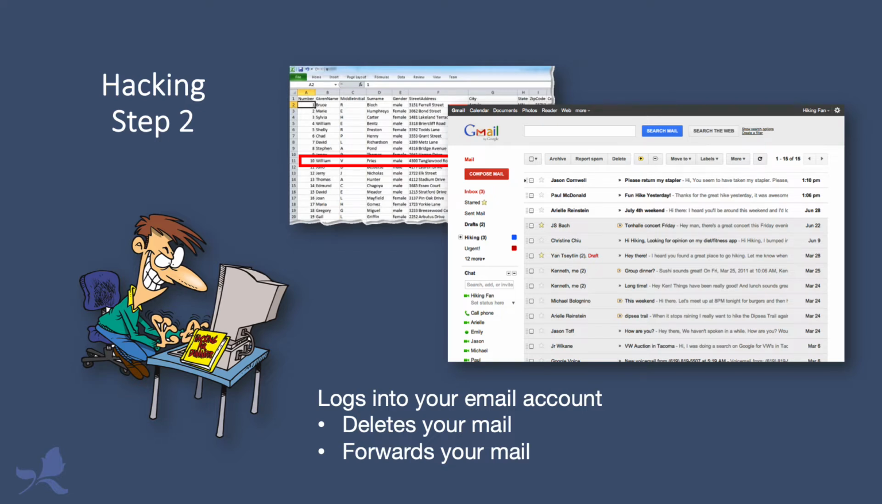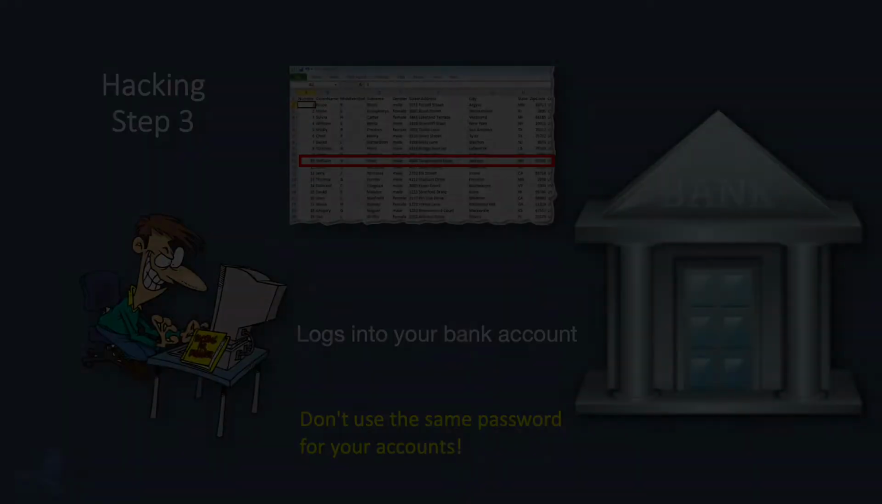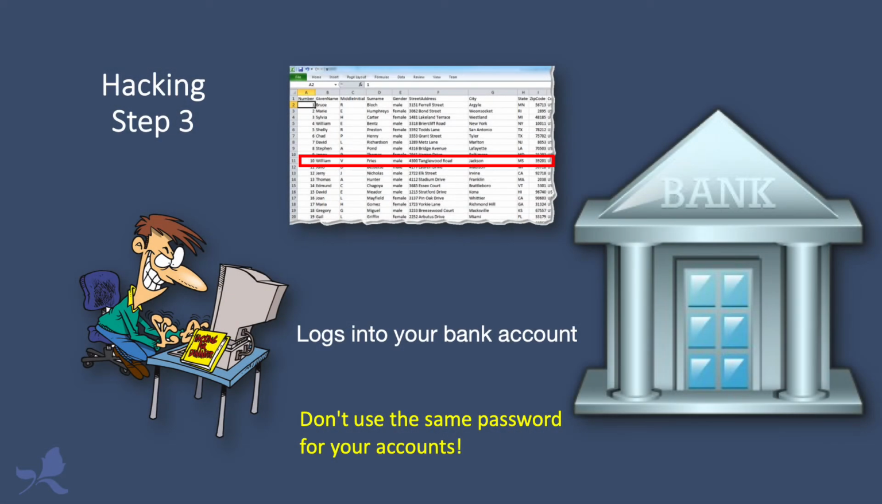So the hacker starts trying IDs and passwords to log into email accounts. Once successful, the hacker then has access to that person's emails and address book. Now we'll see how the hacker can use this information when we talk about email spoofing in a short while. Or the hacker can try various IDs and passwords to log into bank accounts.